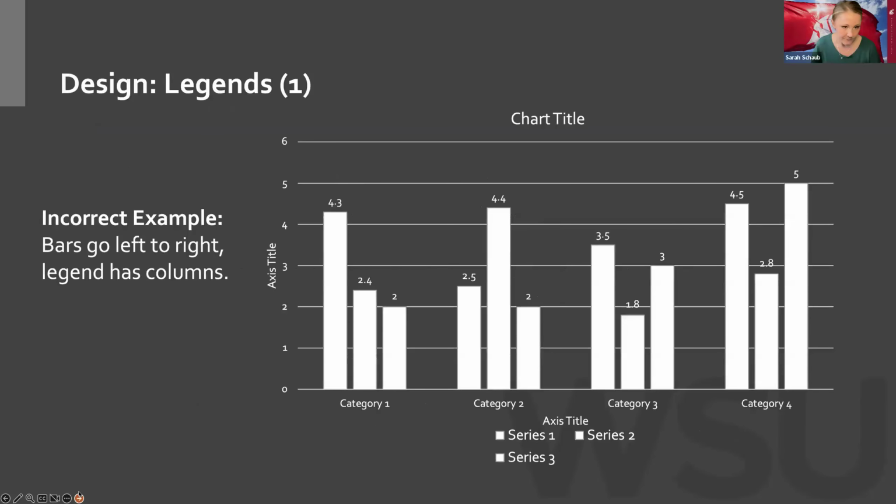A slide titled Design Legends 1 shows an incorrect example of a bar chart where the legend is in columns at the bottom, making it hard to read. Okay, so this first example is showcasing design of legends, and it's an incorrect example. The bar goes from left to right, and the legend that shows up at the bottom of the bar chart has columns.